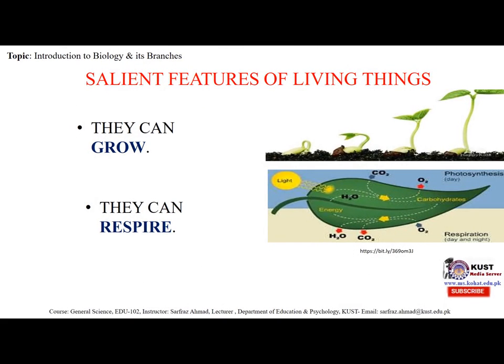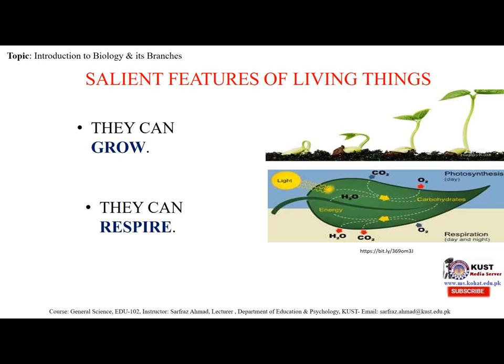Now, what are the salient features of living things? Salient features mean they can grow, they can respire. As far as the features of living things are concerned, all living organisms share several key characteristics or functions: order, sensitivity or response to the environment, reproduction, growth and development, regulation, homeostasis, and energy processing. When viewed together, these characteristics serve to define life.